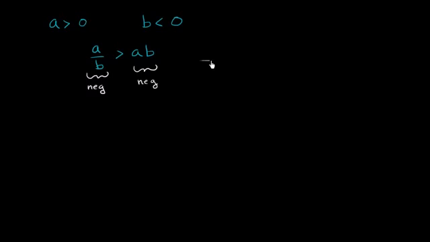So let's visualize that on a number line. Let's say that this right over here is 0. This is the positive direction. This is the negative direction. We know both of these are negative, but a over b is larger. So a over b is going to be to the right of a times b. We know that a over b has to be negative, it has to be to the left of 0. a over b is going to be to the right of a times b.